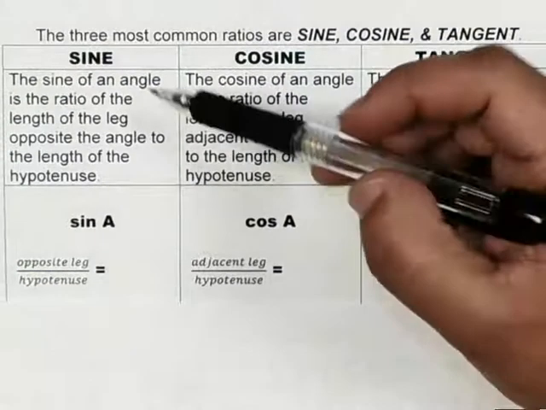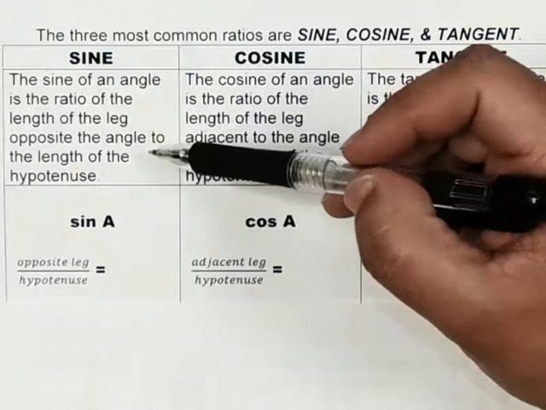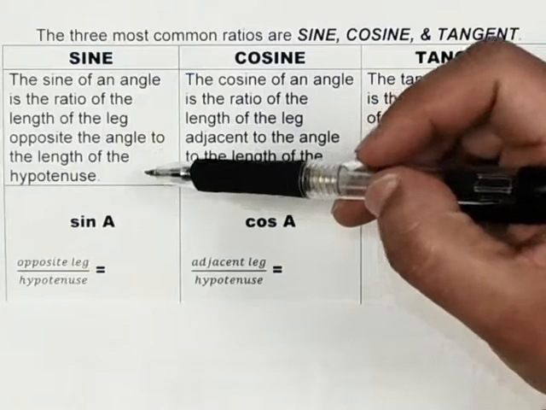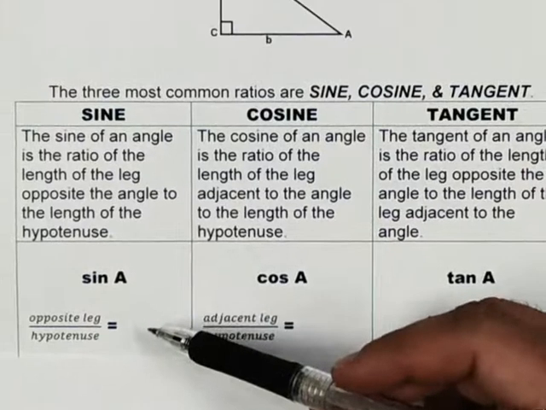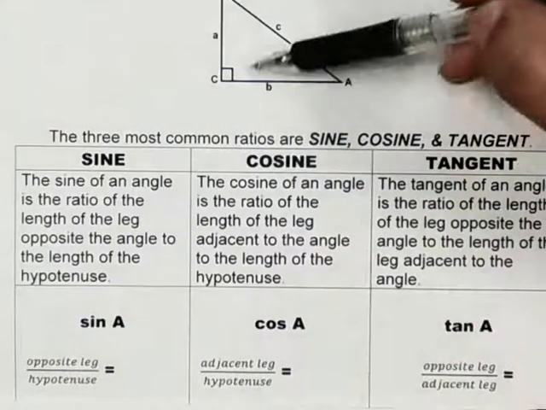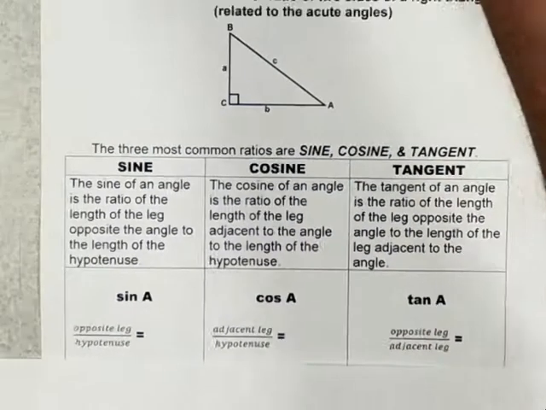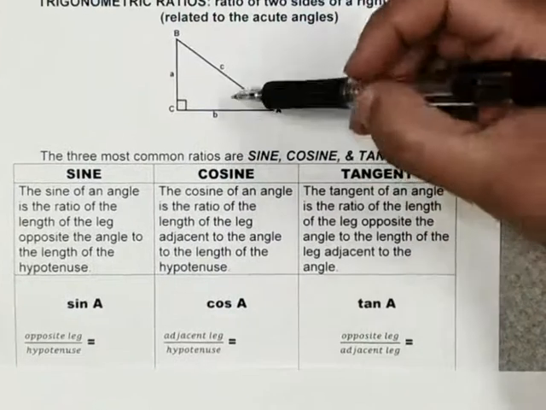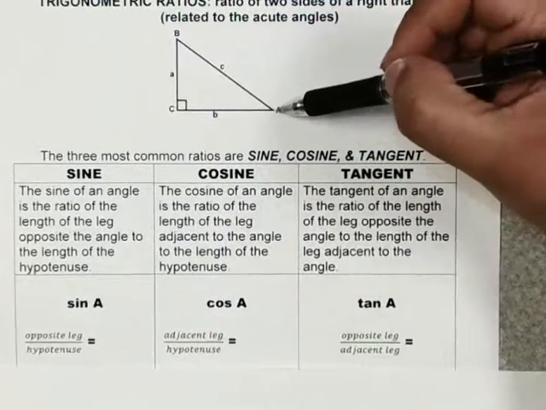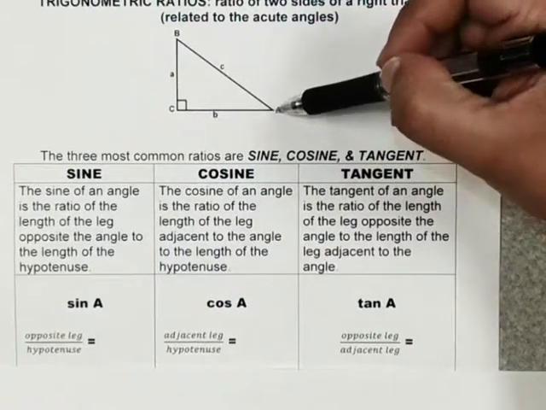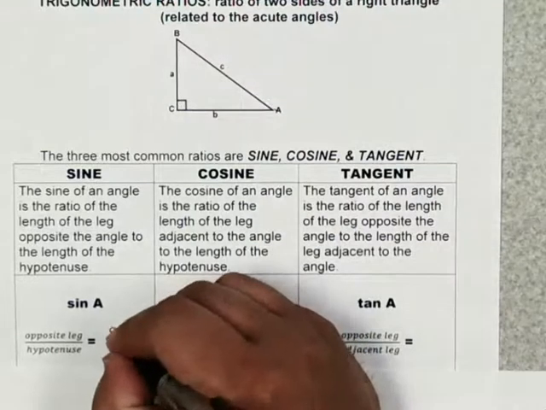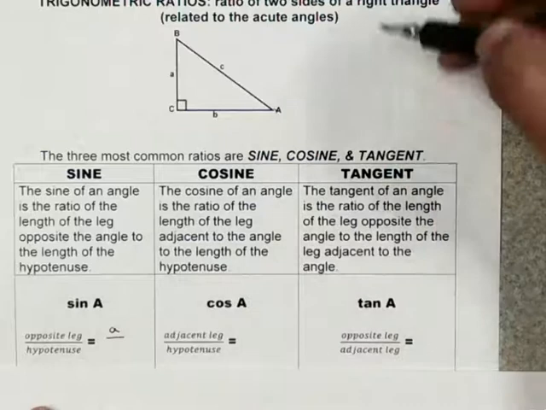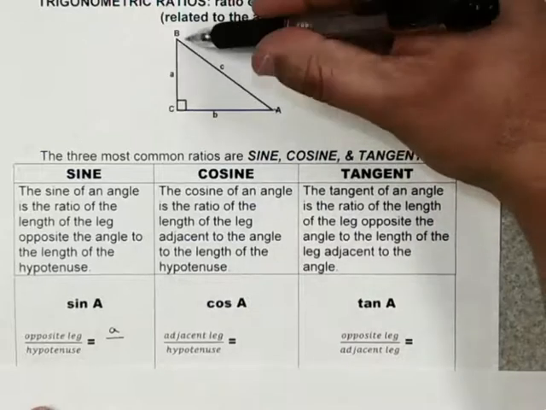The sine of an angle is the ratio of the length of the leg opposite the angle to the length of the hypotenuse. So sine of A, using this triangle here. If this is my reference angle, the leg opposite that is going to be a. So this would be a over the hypotenuse, which is c. This is going to be the hypotenuse, so that would be my lowercase c.